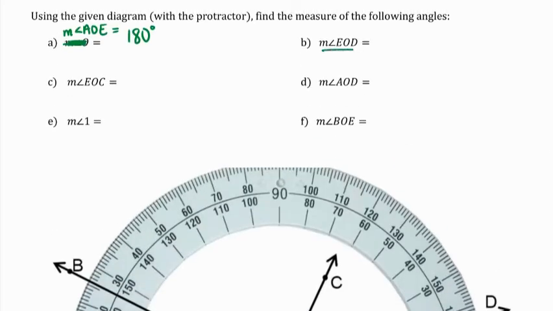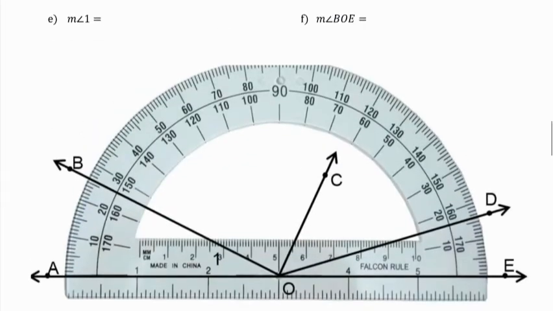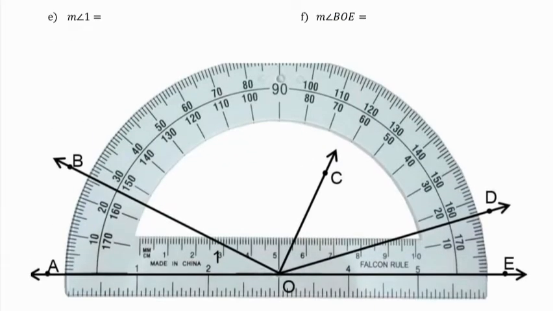Our next one says we want the measure of EOD, angle EOD. So again, this one tells me I'm going to start at E, right? And then I'm going to go over here to O, which is our center. And then I'm going to go to point D, which is up here. Okay, so now I'm looking for the measure of this angle. Sorry, my line's not right on there, but it's close. There we go. Okay, so I'm looking for the measure of that angle.